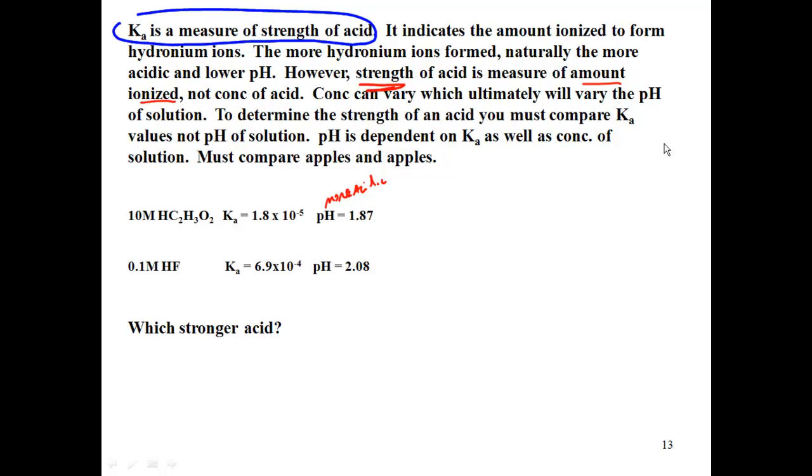What I need to do to decide if it's a stronger acid is look at the Ka values. Okay, and I'm going to notice that the Ka of HF is larger than the Ka of acetic acid. So this has a larger Ka. Therefore, it ionizes more, which means it's the stronger acid.